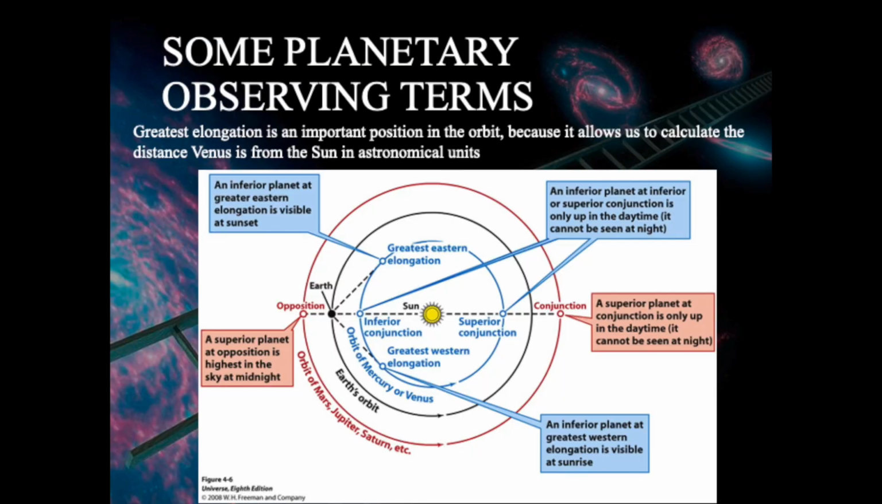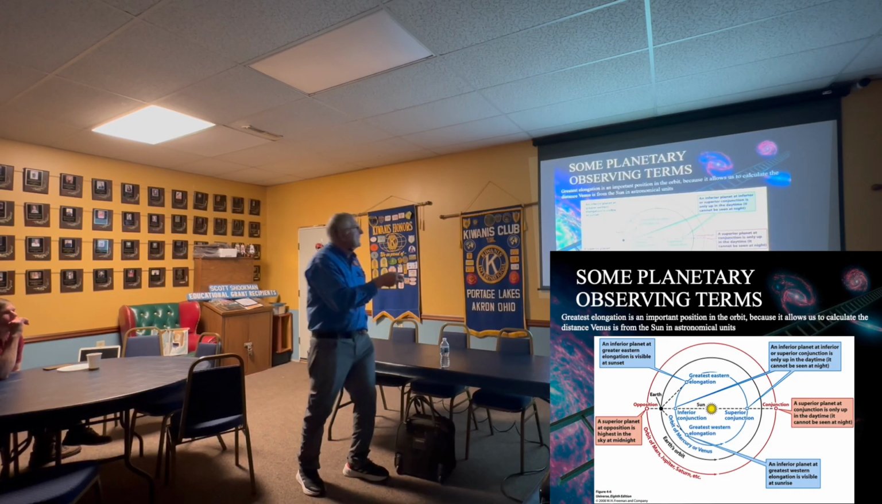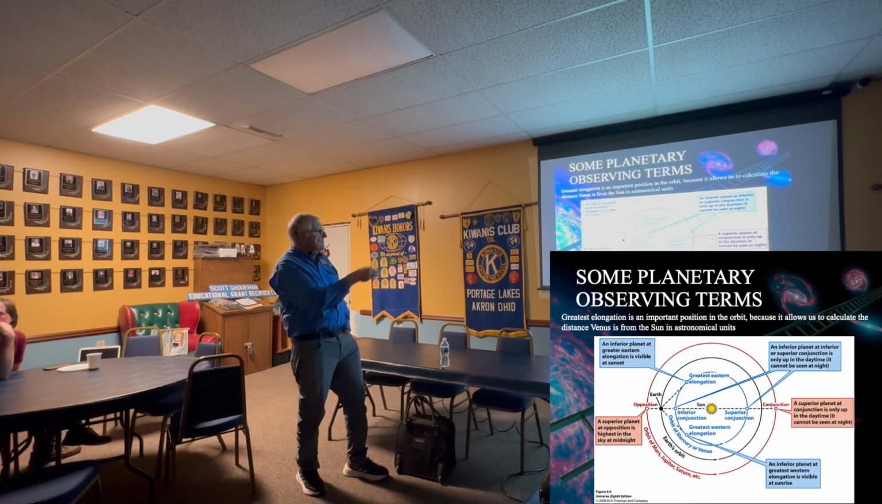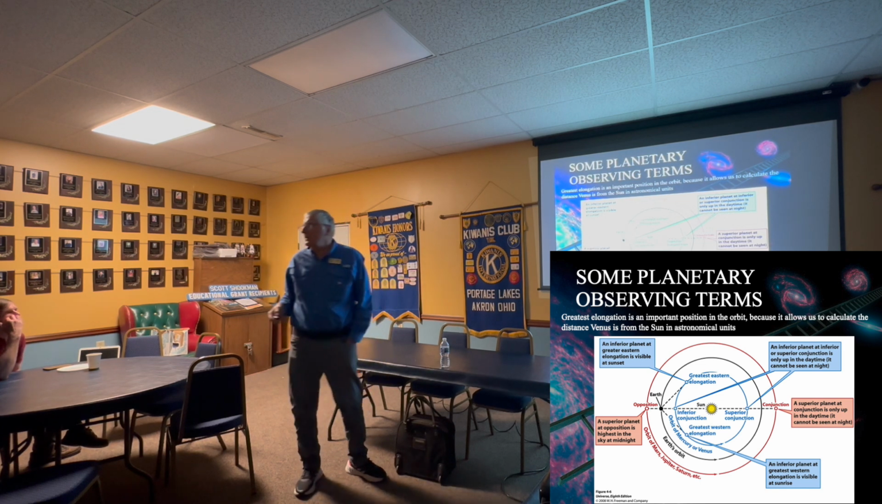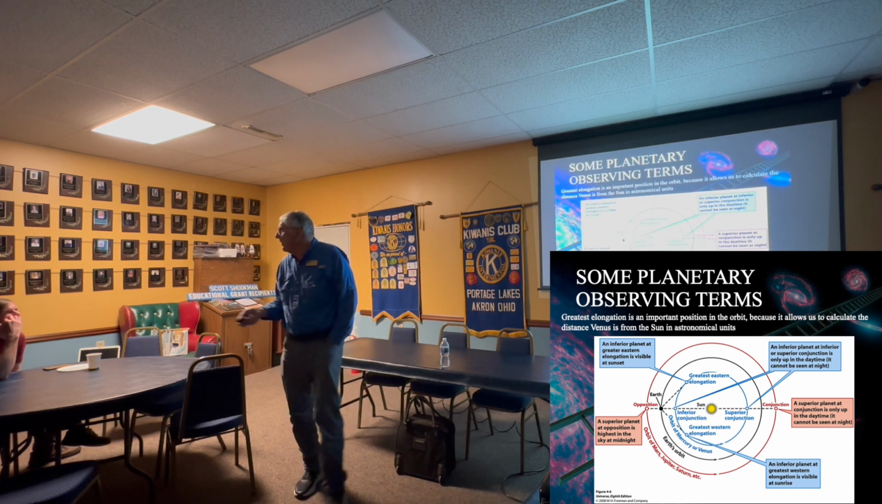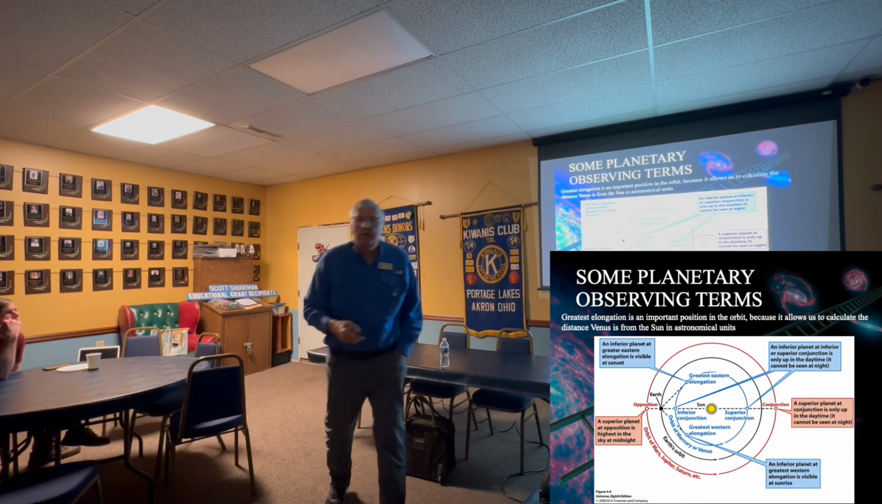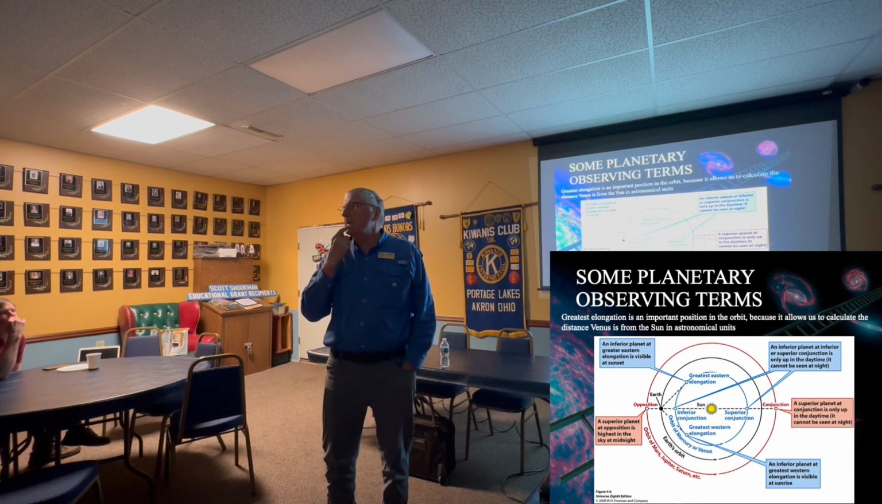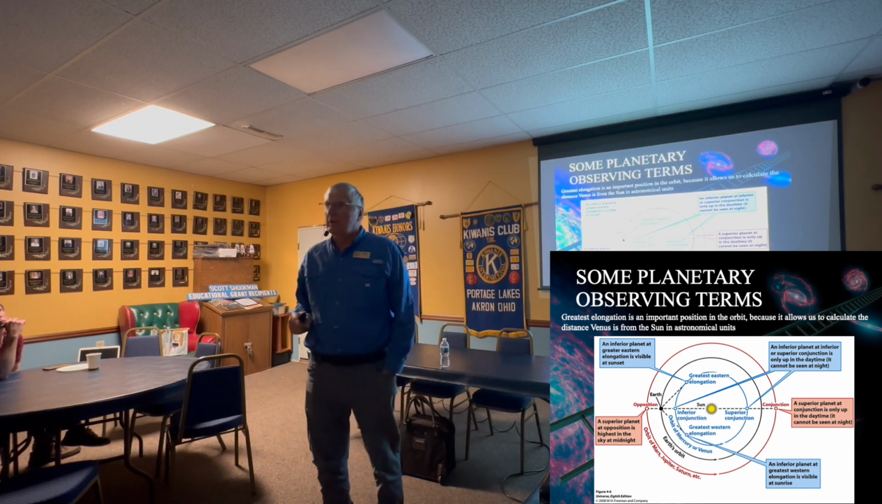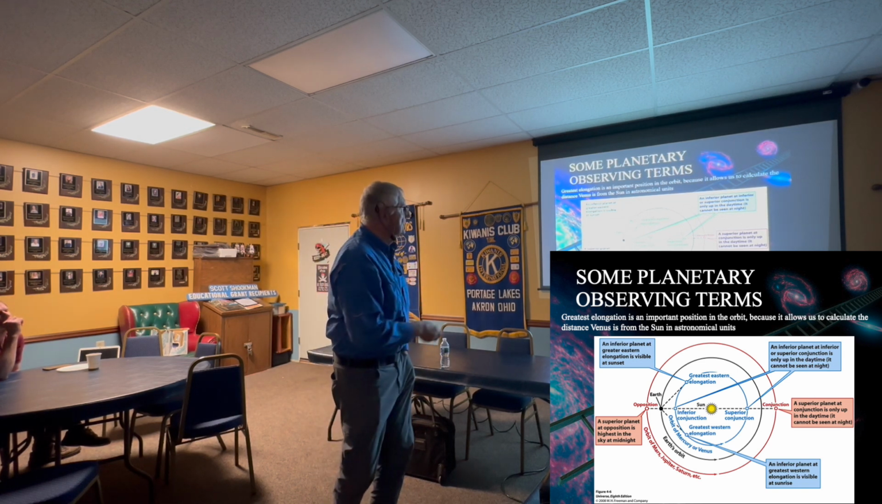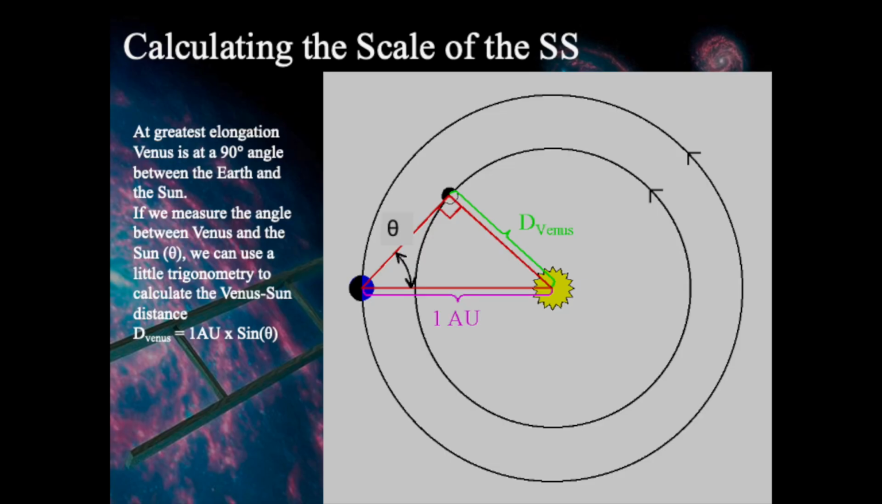And so let me just remind everybody, these are planetary observing terms. You've got greatest elongation for the inner planets, which I think you're all familiar with, and you have opposition for the outer planets. There's one more for the outer planets. It's called quadrature. And it doesn't show up on this chart, but I'll show it to you in a minute.